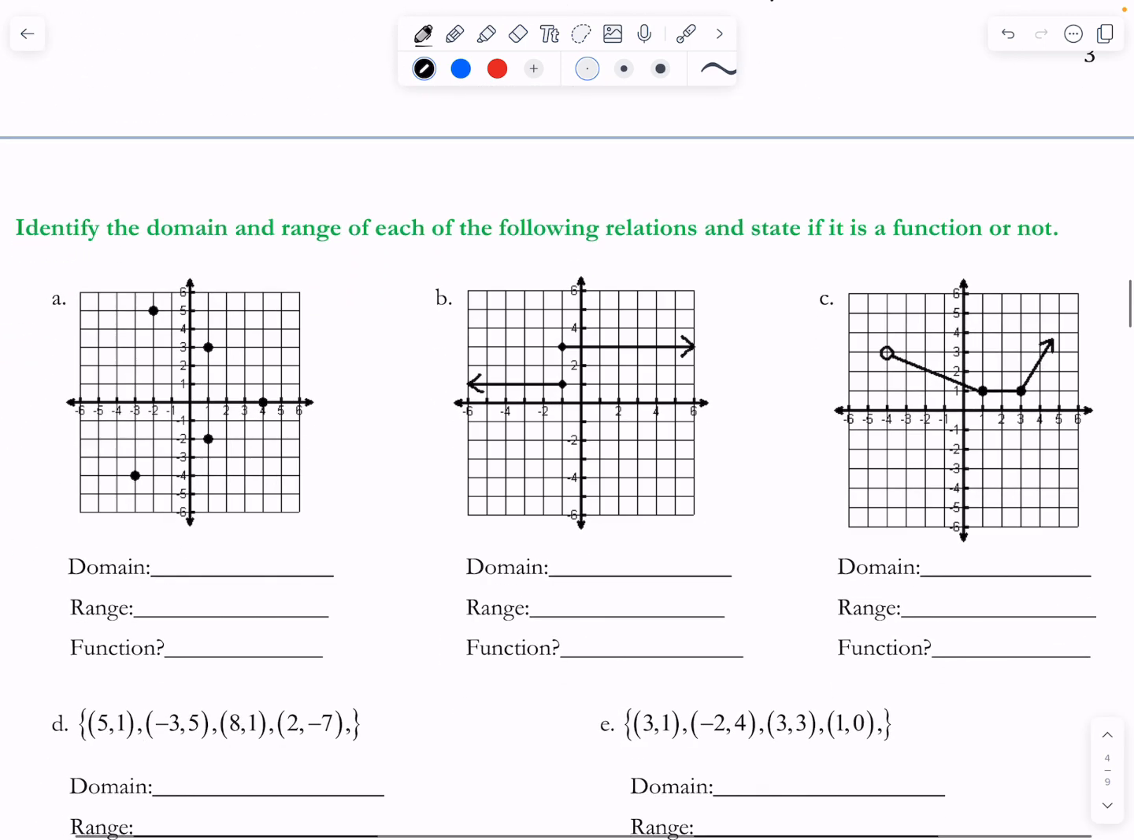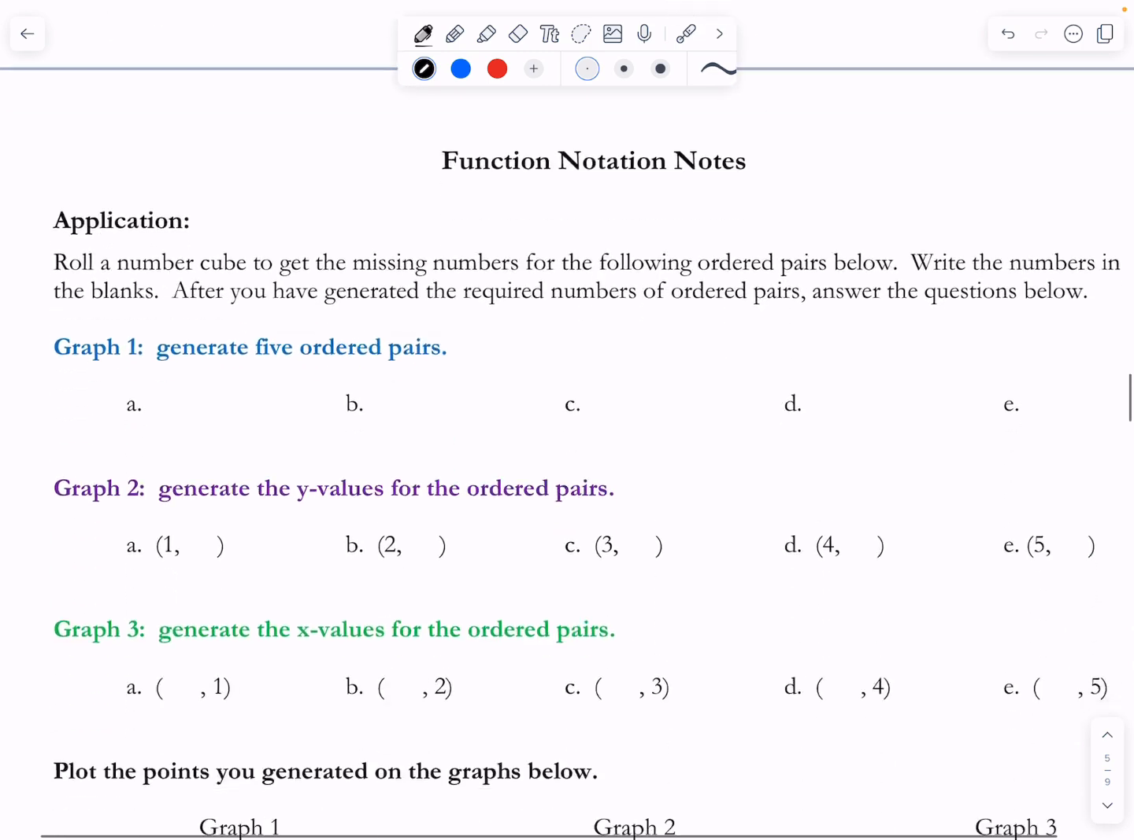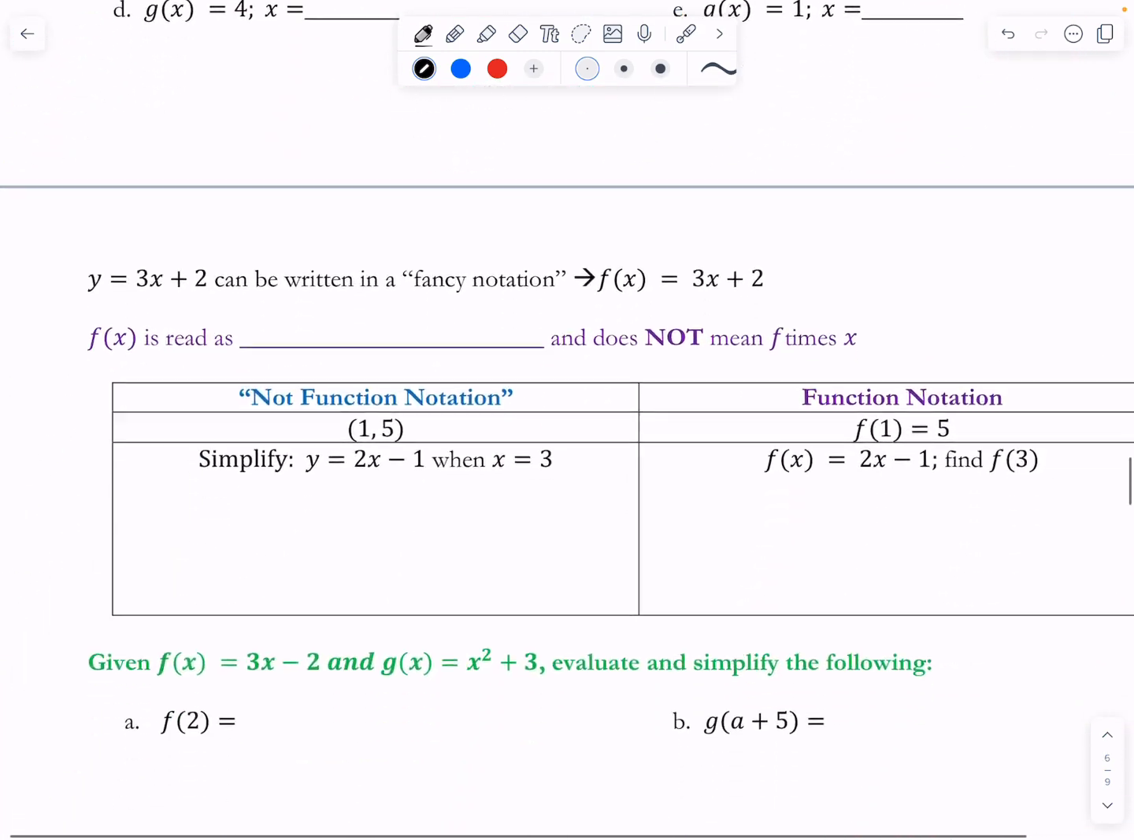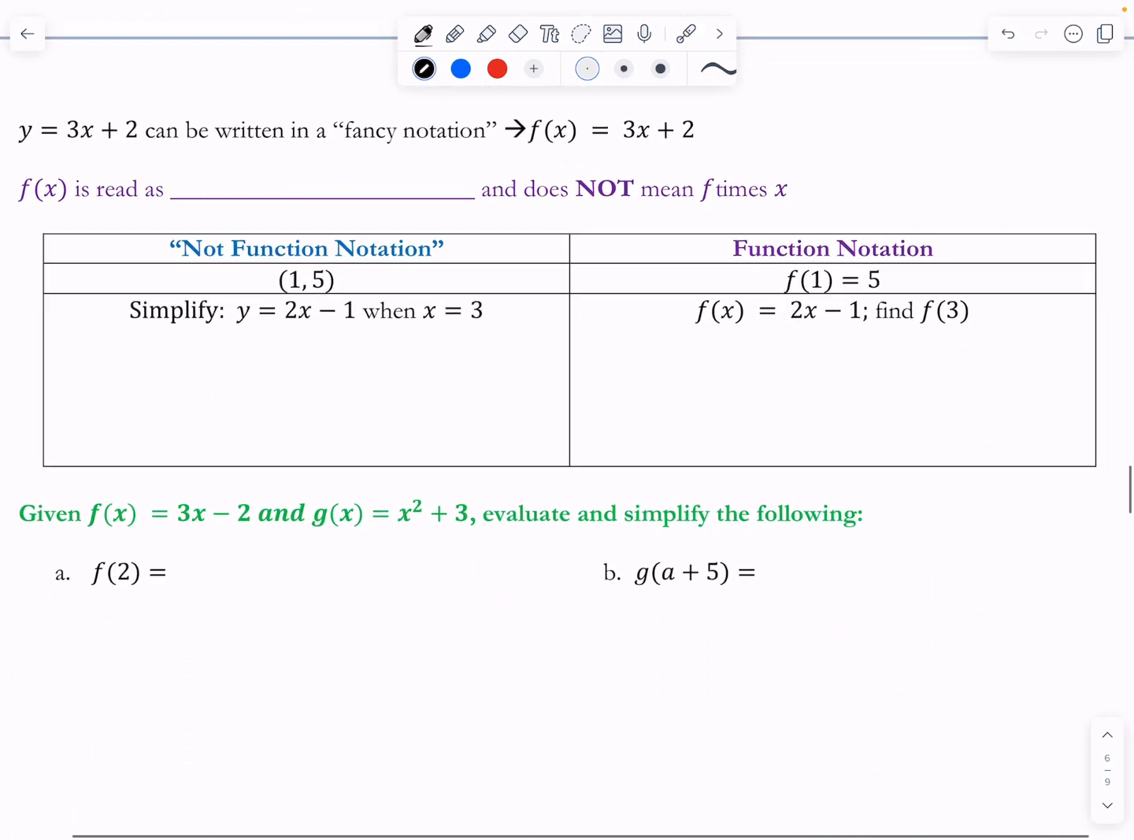Okay, so this is something you guys are going to practice on your own. There's an application I'm going to have you guys do in some groups. So these last 2 pages are what we're going to finish with here. Excuse my dog barking at somebody.